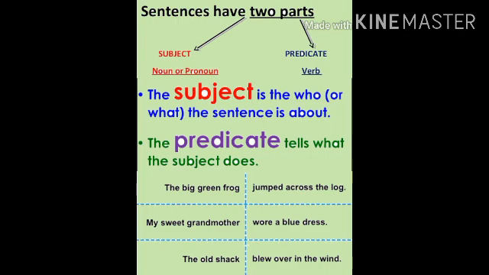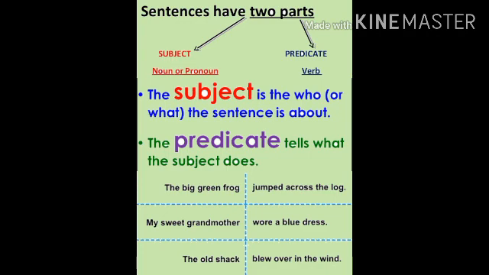Let's check this example. The big green frog jumped across a log. Find out the verb first. In order to find the subject, we need to identify the verb first, which is, here, jumped. Now ask a what or who question to that verb. What jumped across the log? What is the answer you are getting? The big green frog. So the big green frog is the subject. And what is the predicate then? The remaining part of the sentence becomes the predicate.